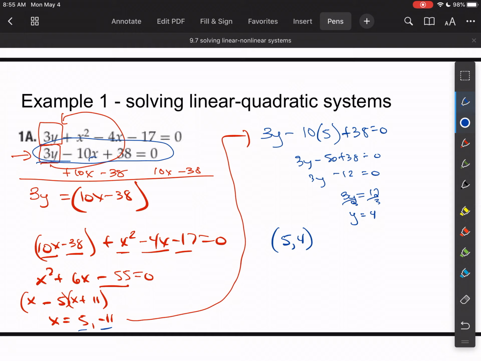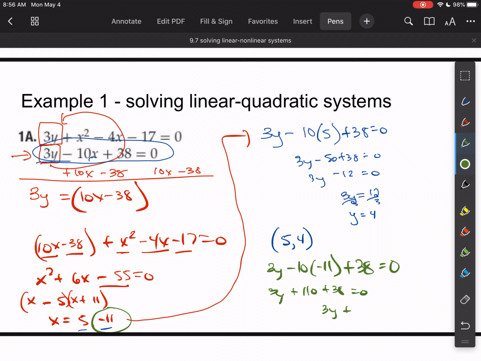Okay, then I'm going to do my other one. So we'll change colors here real quick. We'll go to green. So we have 3y minus 10 times negative 11. Again, I'm getting that from one of my solutions over here, just plugging it back in for x. And when I do that, I get 3y plus 110 plus 38 equals 0. So that's 3y plus 148 equals 0.